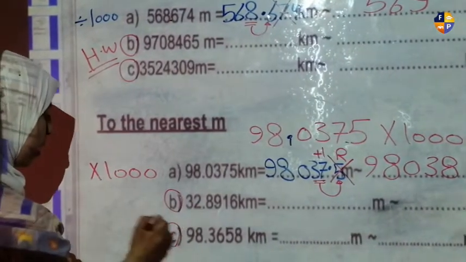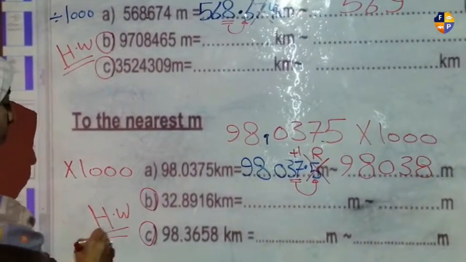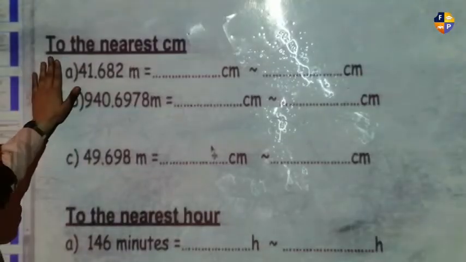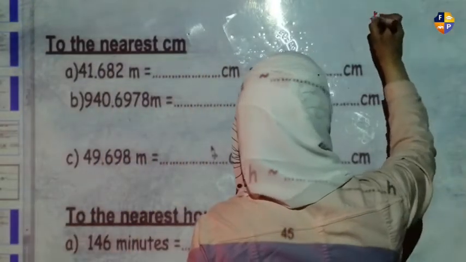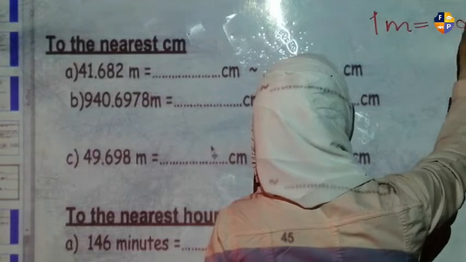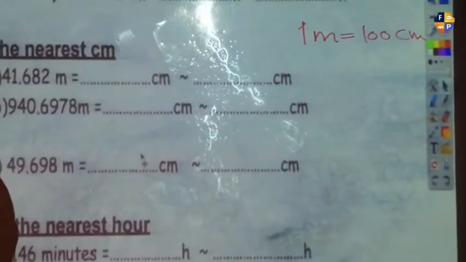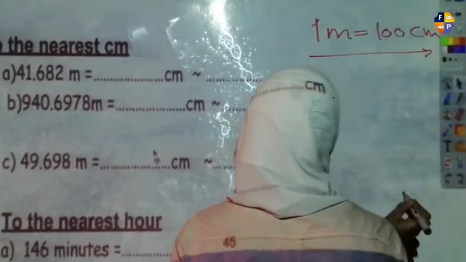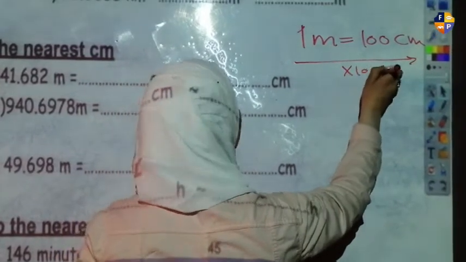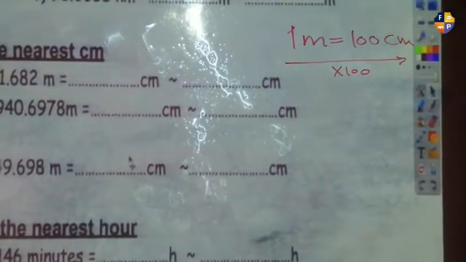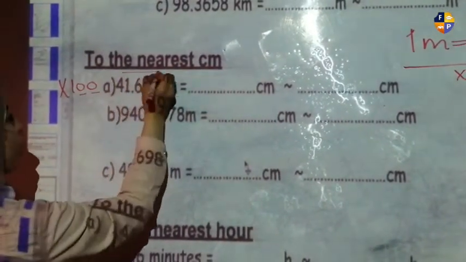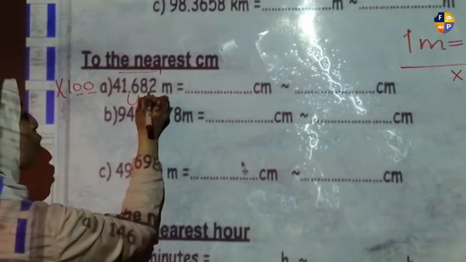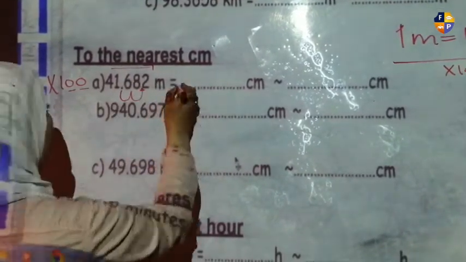Exercises B and C are homework. In this exercise, I will approximate to the nearest centimeter. Okay, as we said, 1 meter equals 100 centimeters. I will convert from meter to centimeter, from the greater unit to the less, so I will multiply by 100. I have 2 zeros in 100, so I will move the decimal point 2 places to the right. 1, 2. So I will put the decimal point between 8 and 2.